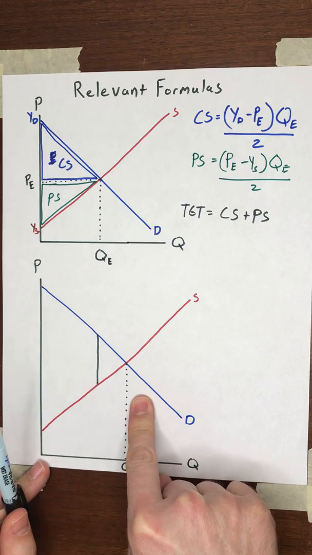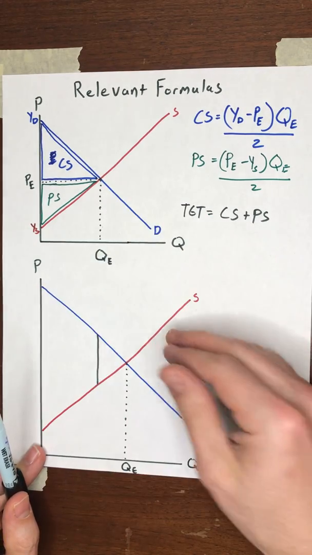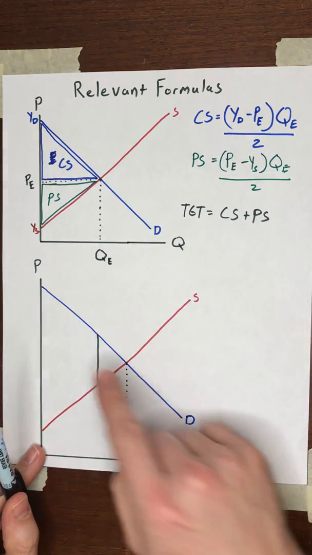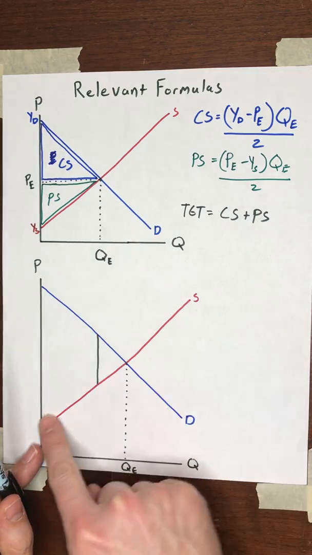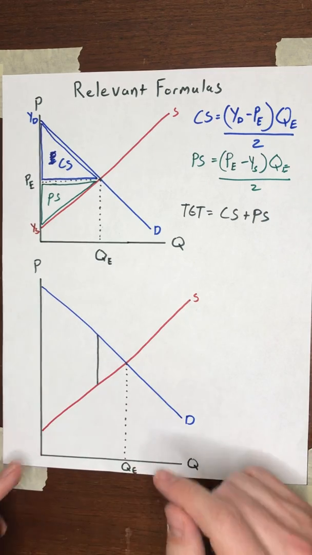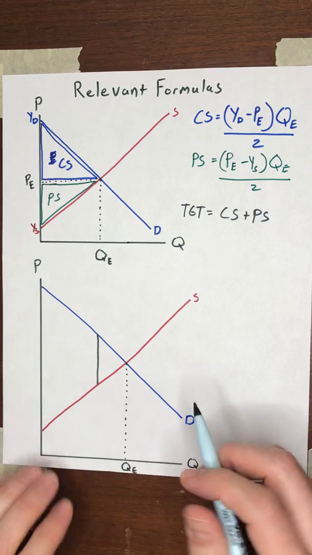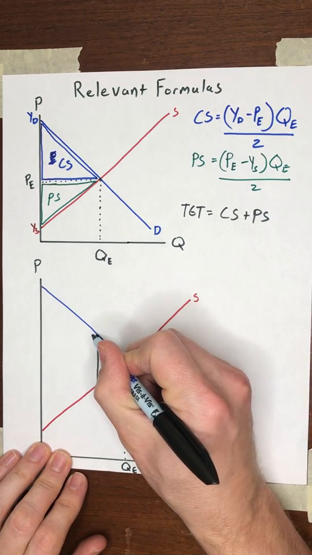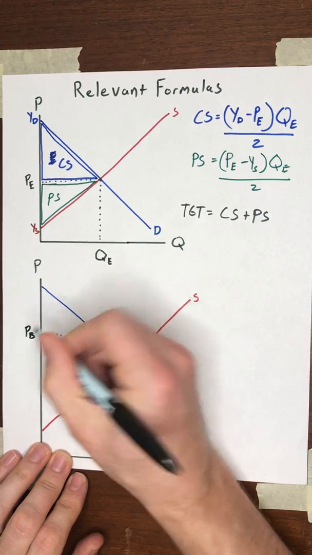What happens when there is a tax? Now things get more complicated because there's multiple prices and there's more than just two areas that carve up this triangle between the demand and supply curve to the left of equilibrium. All right, so we're going to start by thinking about the prices. Remember that here's the price the buyers have to pay.